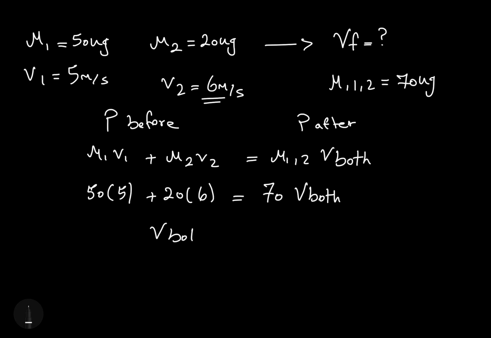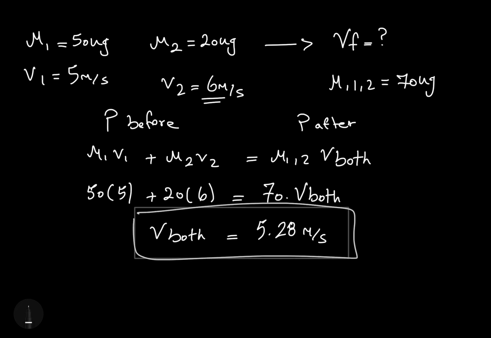So you can find the velocity of both of them after the tackle simply by dividing both sides by 70. And that would give you, 50 times 5 is 250. So 250 is going to get added to 6 times 20, which is 120. So the total gets divided by the 70, and the answer is 5.28 meters per second. So that's going to be the velocity of both the tackler and the quarterback, because they kind of fall down, since the tackler is going to hug him and kind of push him to the ground so that he can stop running.